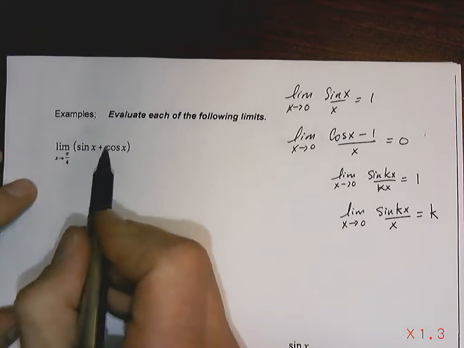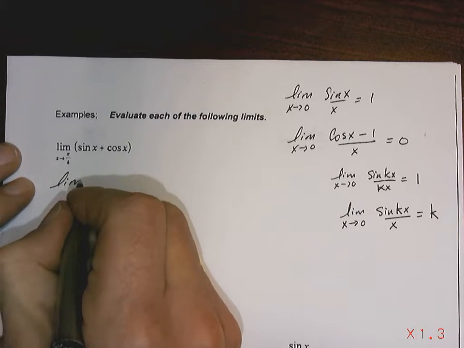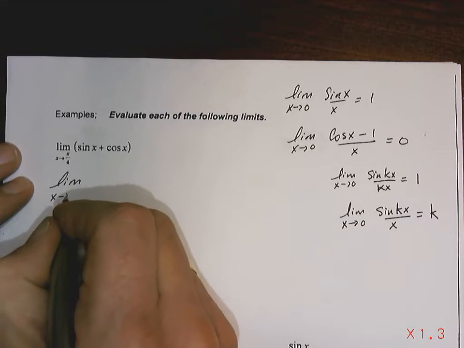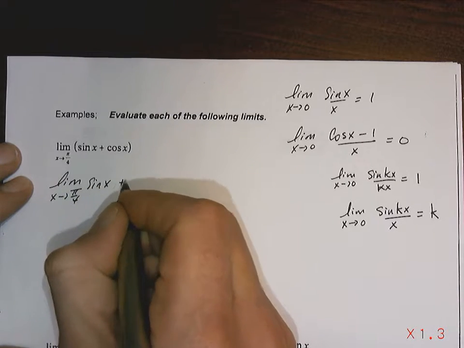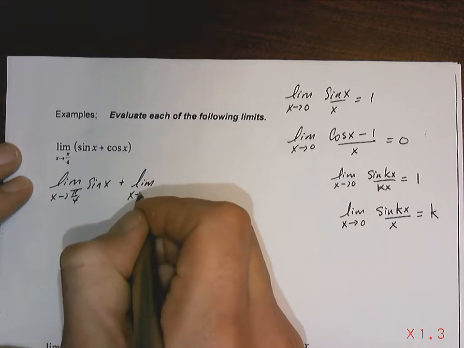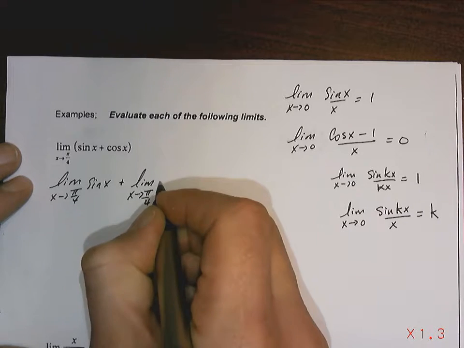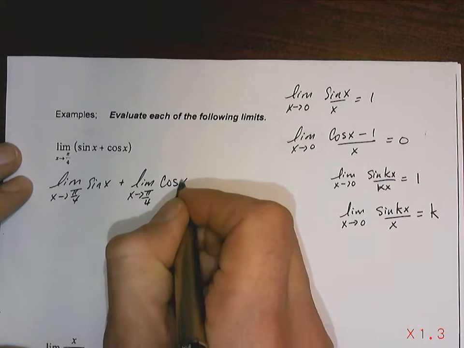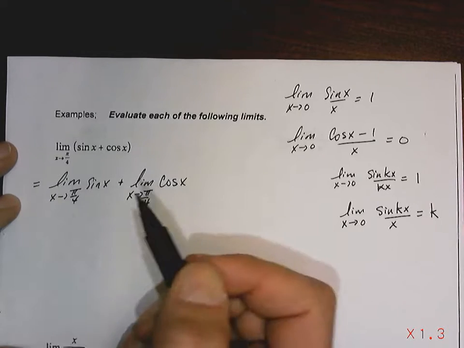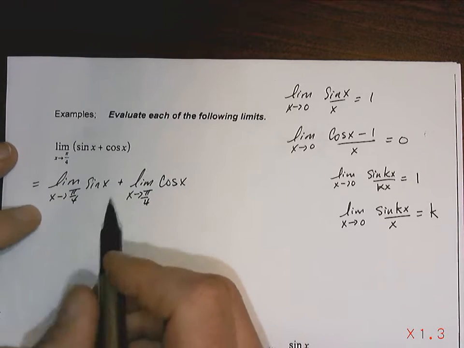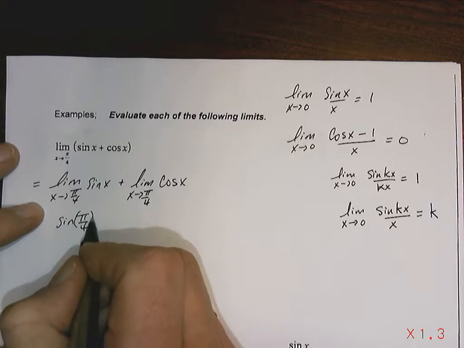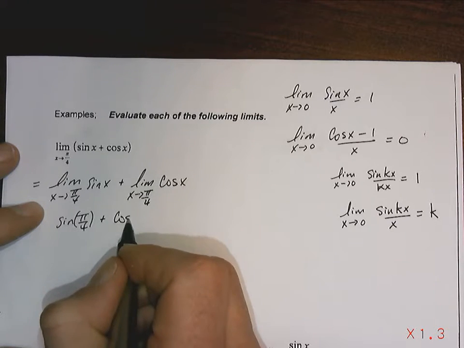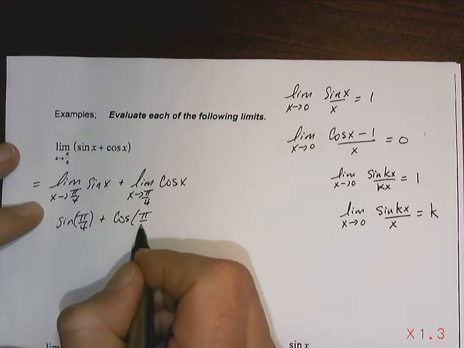So let's look at this one. The limit of a sum is equal to the sum of the limits. There doesn't seem to be anything too fancy here. When I go to use property 8, actually property 7, and just plug in, I'll get the sine of 45 degrees, pi by 4, plus the cosine of pi by 4.